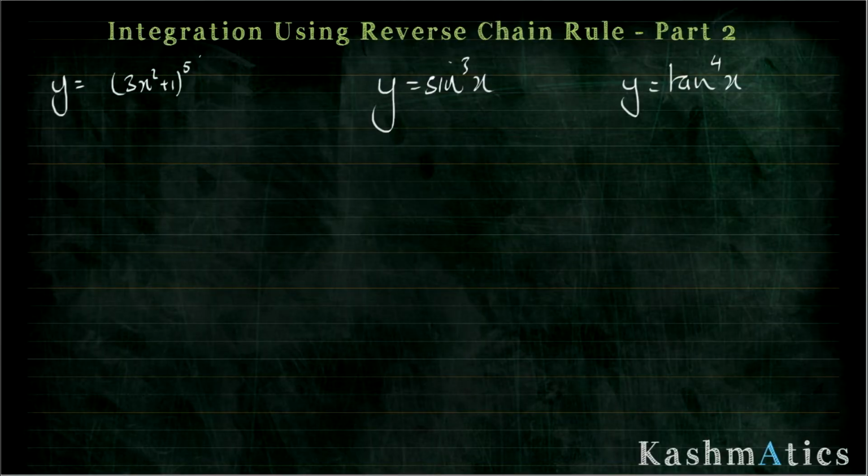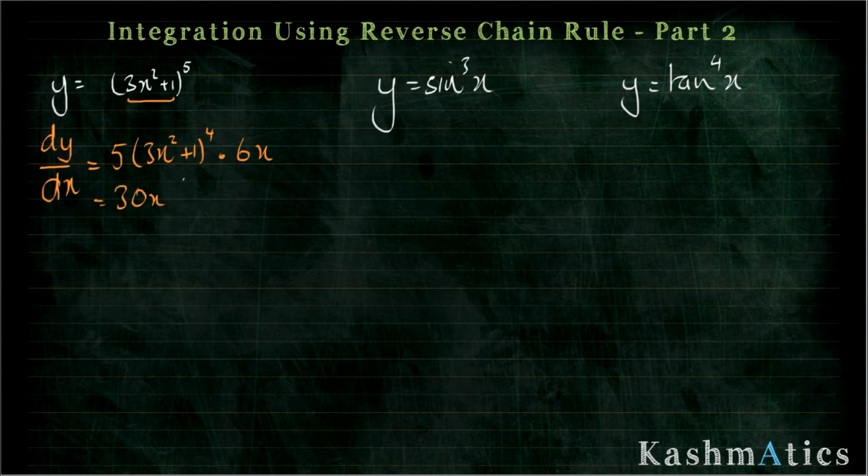So we've got 3 examples here which we're going to differentiate, and hopefully from these we're going to be able to work out what the rule is for using the reverse chain rule. So let's just differentiate these. So dy by dx, so this is something to the power 5, so remember, multiplied by the power, take 1 off the power and multiply by the derivative of this bit here, which is 6x. And let's just tidy that up. So that's 30x, 3x squared plus 1 to the power 4.